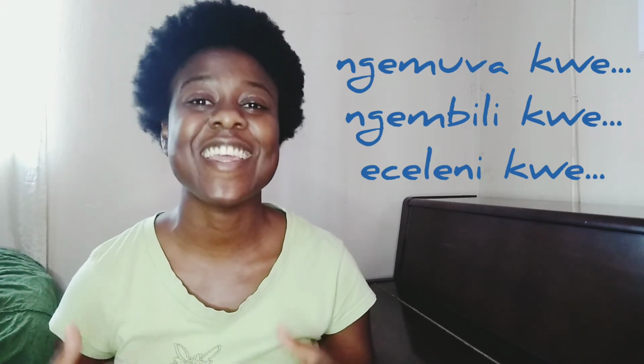So we learned ngemuva kwe, which is behind, ngembili kwe, which is in front of, and eceleni kwe, which is next to. There are obviously many other places that things can be, and we're going to learn those over the weeks to come, but make sure you practice these and use these responses so you can get them.